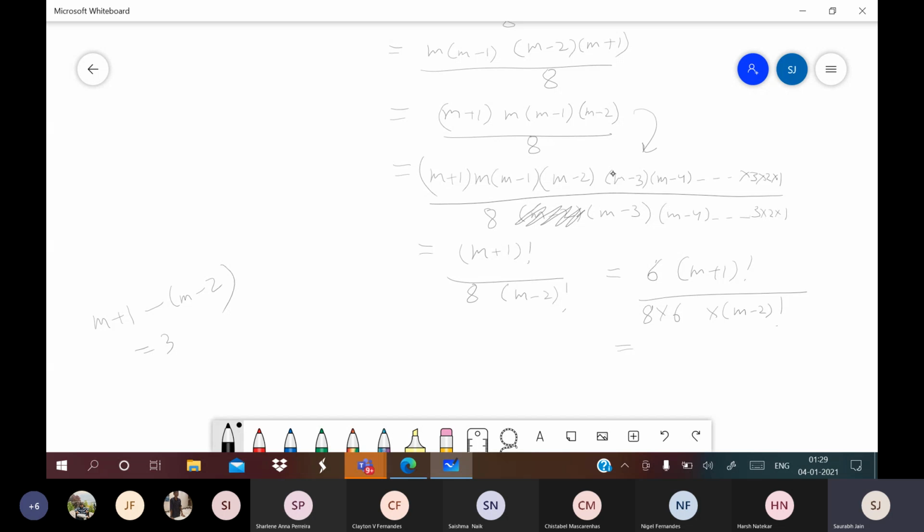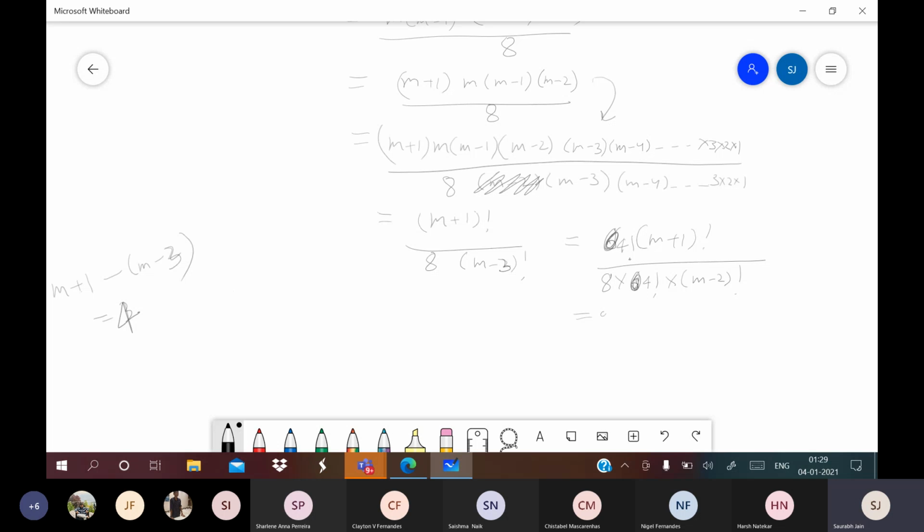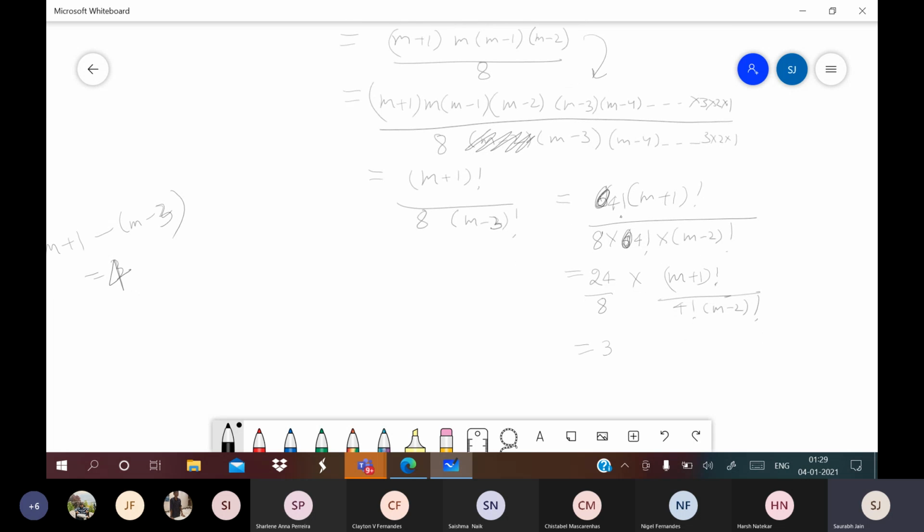So if in the numerator I am multiplying by m minus 3, in the denominator also. So it will be m minus 3 factorial. And then the difference will be 4. So 4 factorial. You multiply this by 4 factorial and you divide it by 4 factorial. Now 4 factorial is 24, 24 upon 8, and you write this remaining term like this. I am trying to change it in formula. Now what is 24 by 8? 24 by 8 is 3.